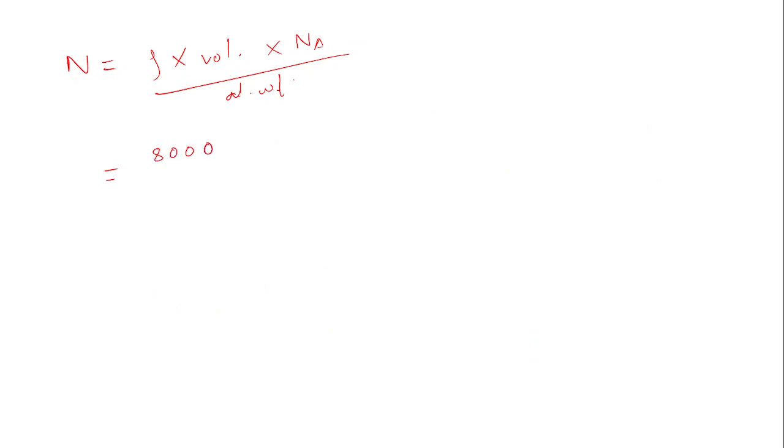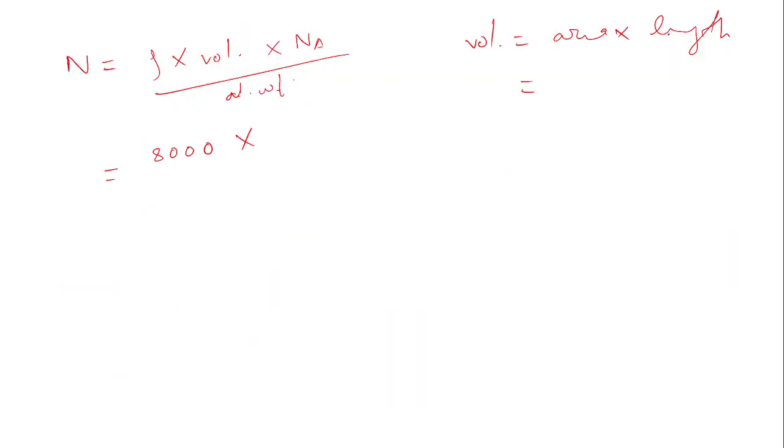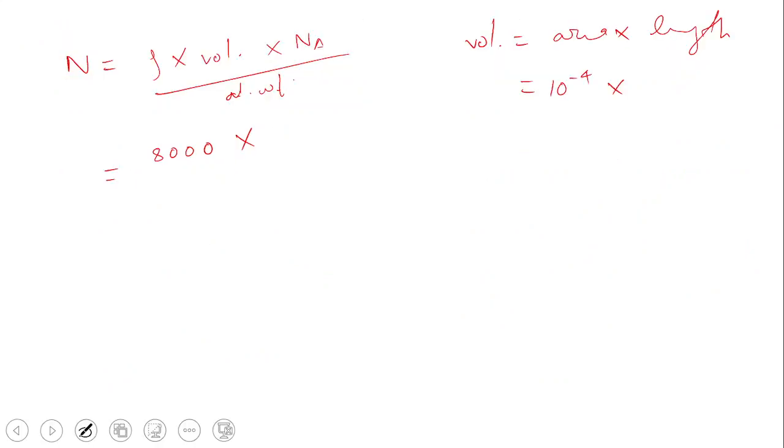Now density is 8000 kg per meter cube. Let's keep in mind to keep everything in SI unit. Now volume of this iron bar: this is a cylinder, so area times the length or the height, whatever you call it. Area is 10 to the power minus 4 meter square, and length is in centimeter. We'll change it to meters. 5 centimeter means 5 times 10 to the power minus 2 meters. So overall it will be meter cube. This will be the volume.